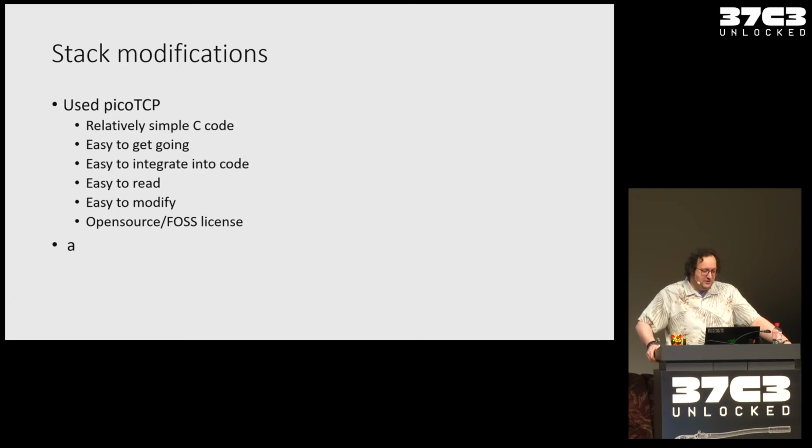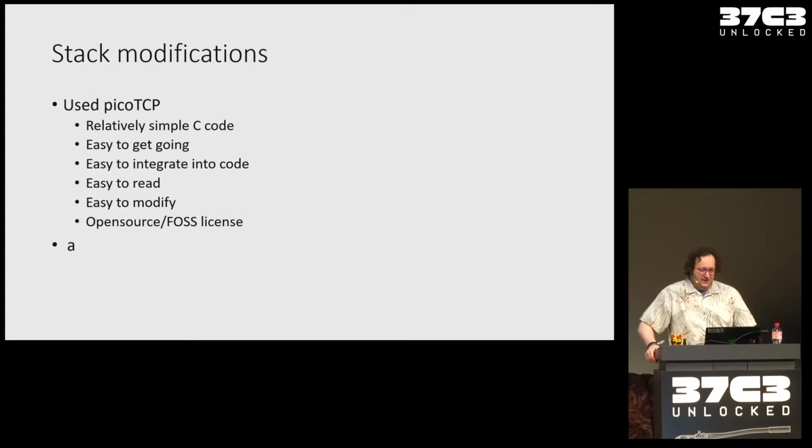pretty simple C code. It's not very complicated. It's easy to get started with. It's easy to integrate into your own userland program. It's easy to read the code. It is easy to modify, and best of all, it's open source and free software. It's entirely GPL'd, so that means I can do whatever the hell I want with it.